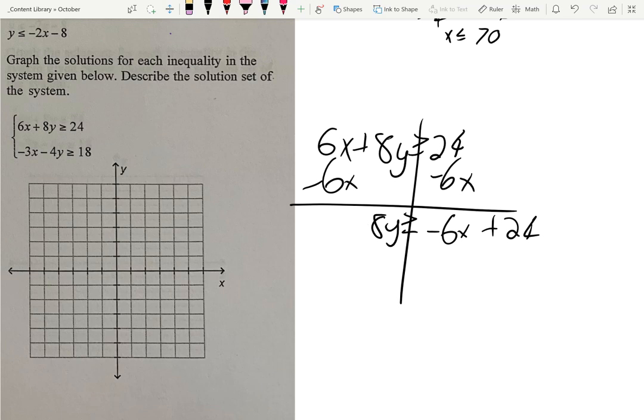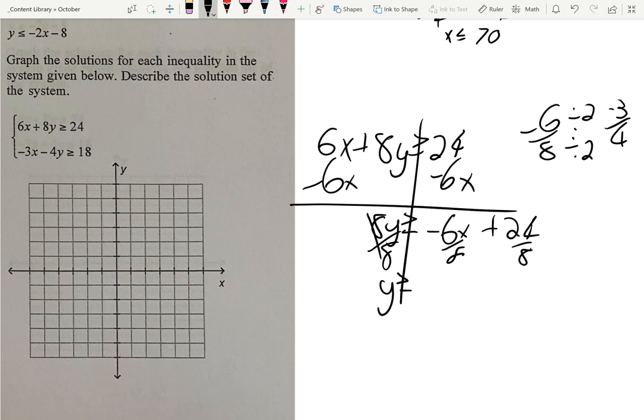So we have 8y is greater than or equal to negative 6x plus 24. So divide by 8. And we have y greater than or equal to, now pay attention to this, negative 6 over 8 actually reduces. You can divide both of these by 2, which turns it into negative 3 over 4. That's going to make things a little bit easier for us. Negative 3 over 4. And then 24 divided by 8 becomes 3. So now this is ready for us to graph.